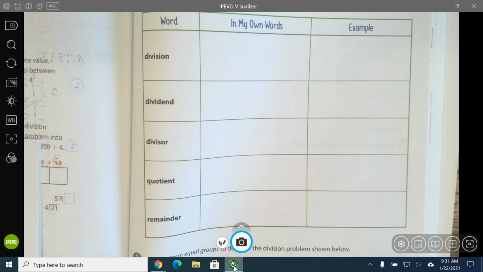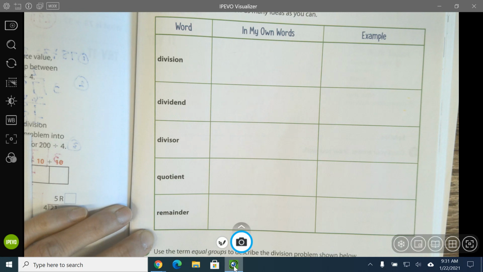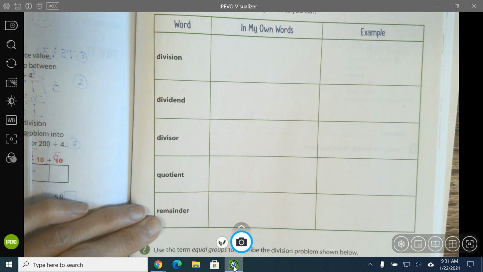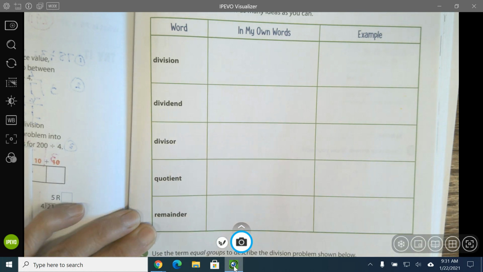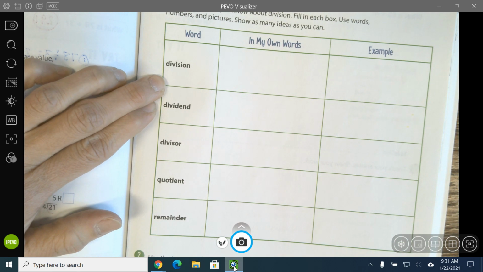Boys and girls, today we are working on dividing 3-digit numbers. I'm on page 293 on the vocabulary section. So we are going to answer all the vocabulary words on here and give examples. Okay, so here it is. Division. What is division?